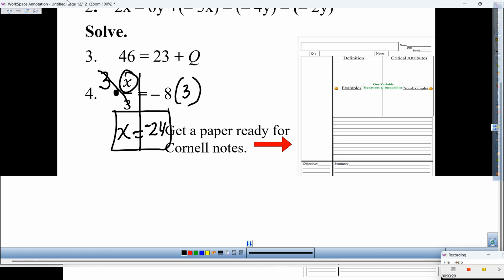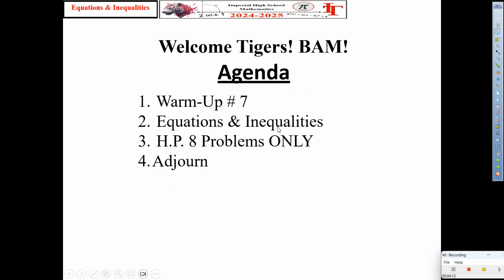All right, so today we're not going into Nearpod, just like I said, because we're going to be accelerating pretty quick. However, copy this code, please. Code for tonight. Oh, my bad. Agenda's next. Agenda, warm-up number 7. Today we're going to finish off, or at least get through most of the equations and inequalities. And tonight's home play, only 8 problems.